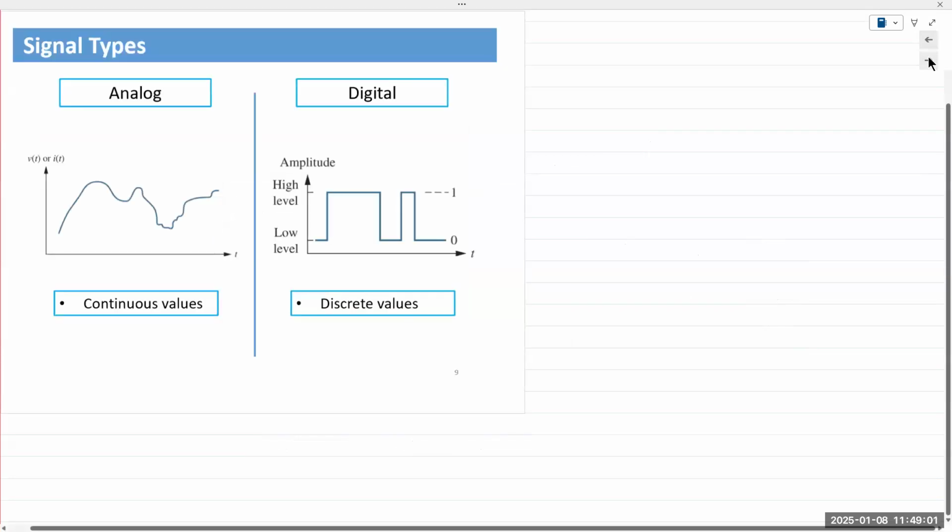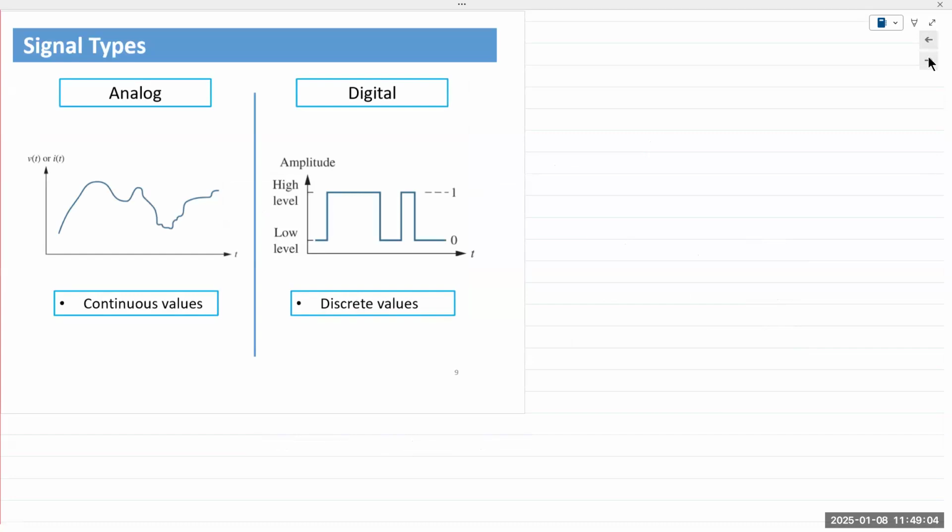Okay, signal types. Before I begin, let's take a pause. Let me know if you have any questions about anything so far.